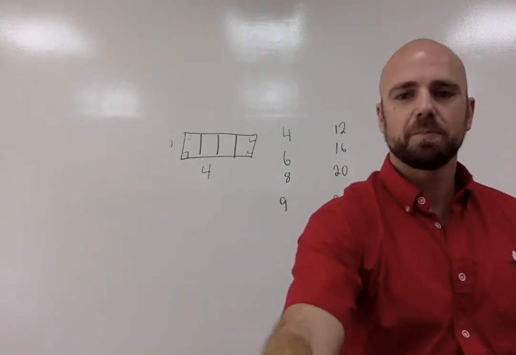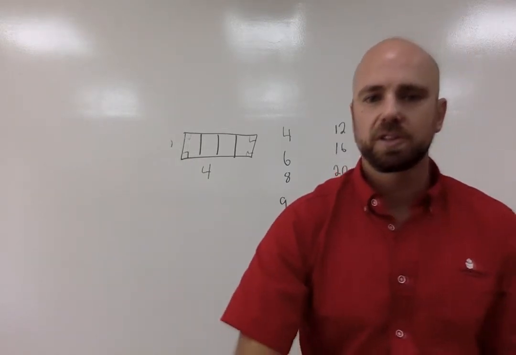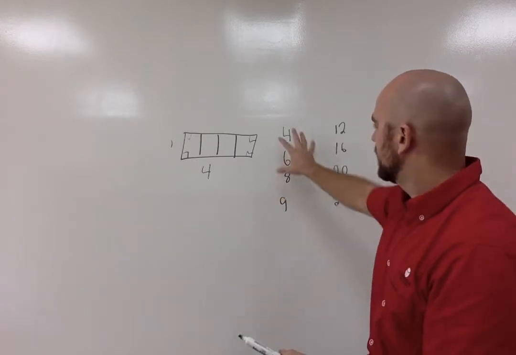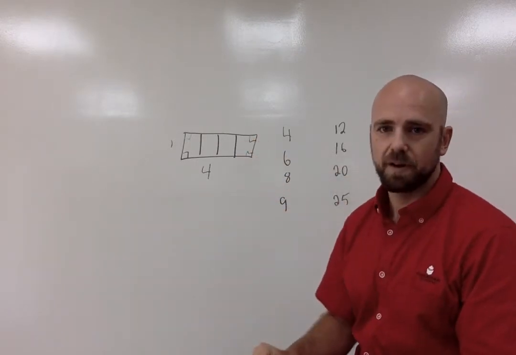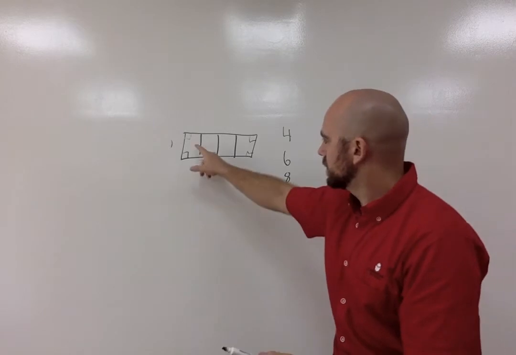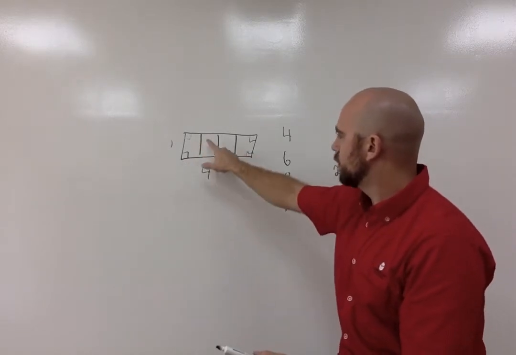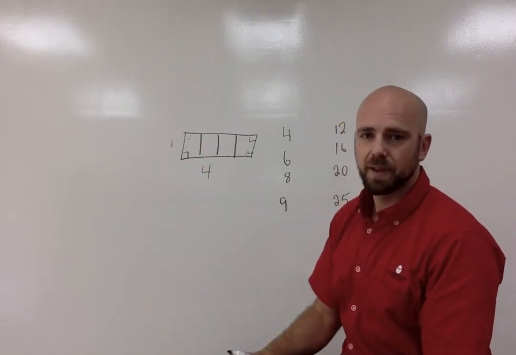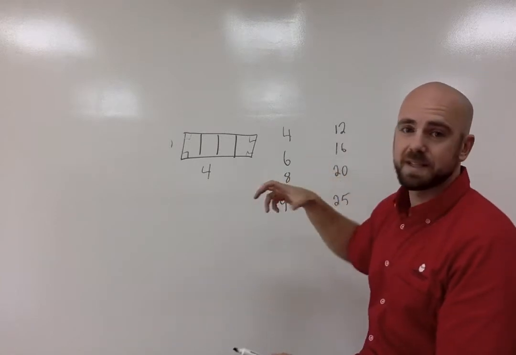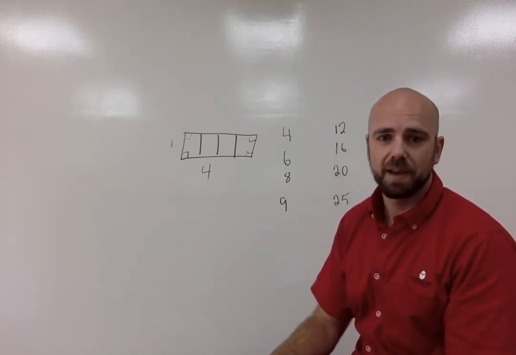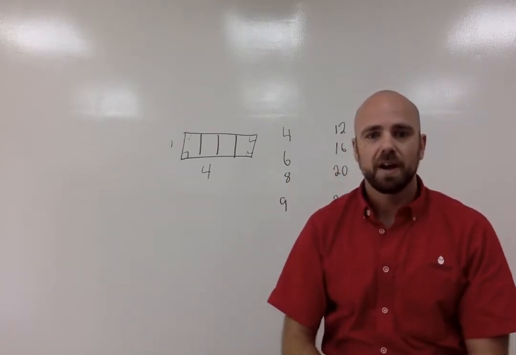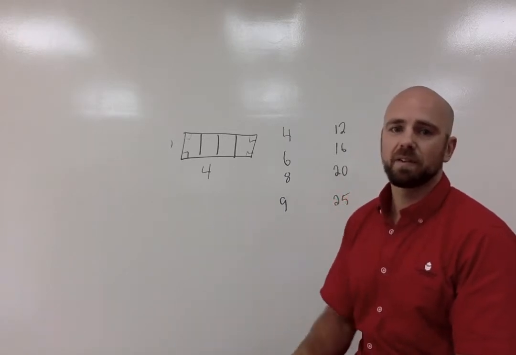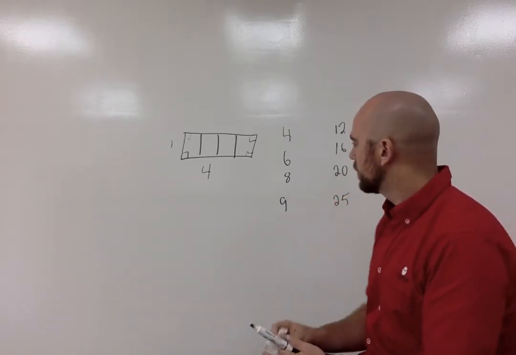I want you to pause the video and actually try to make each one of these. In this case, I have 4 square units. You're going to do the same thing, but one with 6, and see how you can make it. Pause the video, and once you've done that, come back, and then we're going to talk a little bit more.